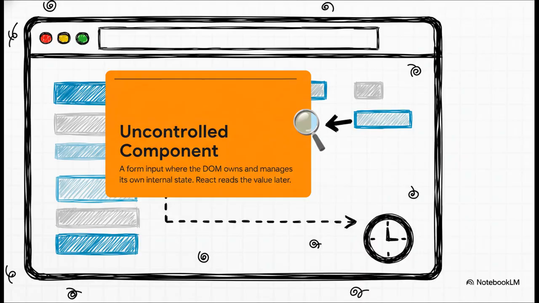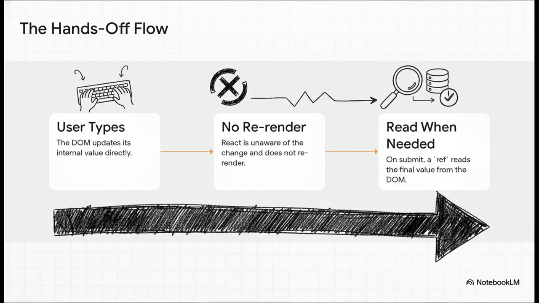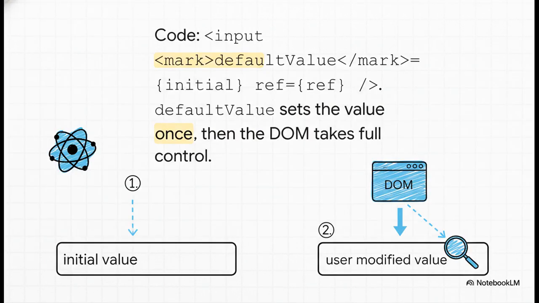And just look at how much simpler this data flow is. The user types, and the DOM just does its thing. React doesn't re-render, it doesn't do anything. Until you need the data, maybe when the user clicks Submit. Then, and only then, React reaches directly into the DOM using a ref and says, hey, what's the final value here?